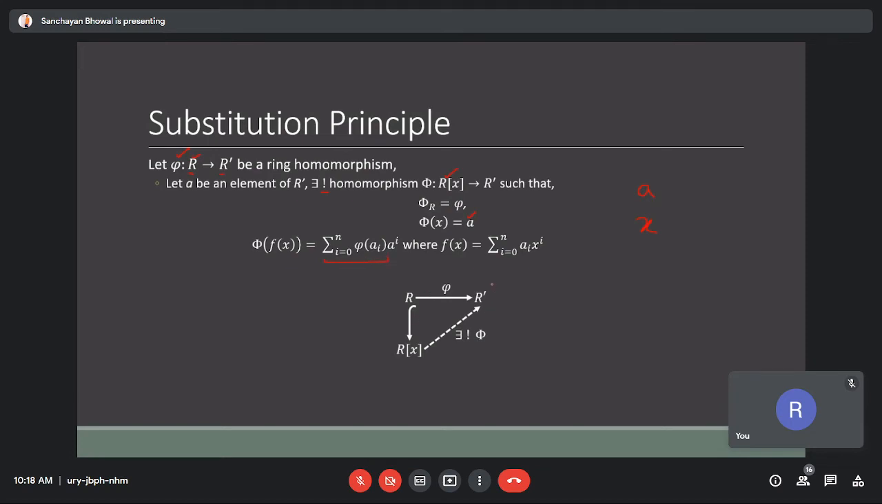Now it can also be written with this diagram, which says that if I have R here, now this means there exists an injective map, which is nothing but the inclusion map. That is, R is inside Rx. So if R is sitting inside Rx and there is a homomorphism from R to R dash, which is phi, then the principle says that there exists a unique homomorphism.